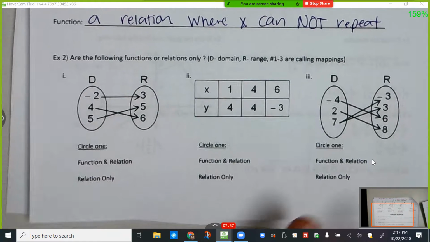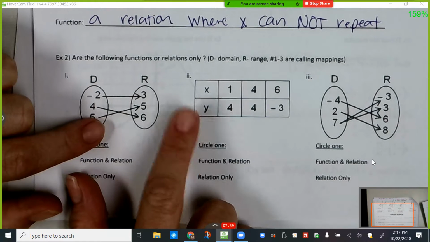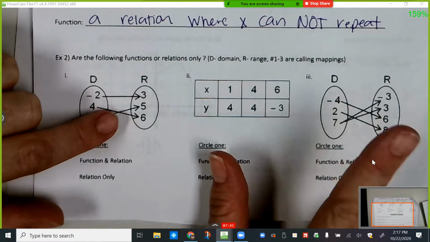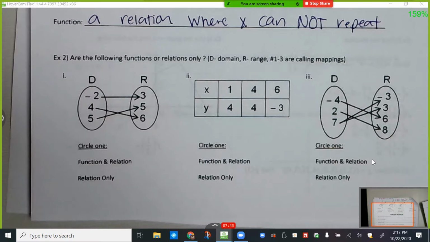Okay, these two are called mapping. I guess technically this one could be called mapping too, but when you see these little ovals, it's just another way of building a table. Okay, these all mean the same thing.